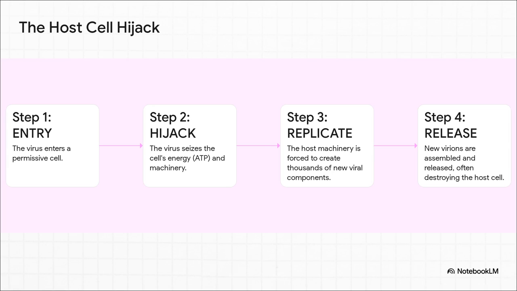First, the virus gets in. As soon as it's inside, it takes command. The cell's entire energy supply, all that ATP, and its protein factories, the ribosomes, are now working for the virus. The cell is forced to just stop what it's doing and start churning out thousands of copies of viral parts. And then, these parts assemble themselves into new, complete viruses, which we call virions. And finally, they burst out, ready to go infect a whole new set of cells.